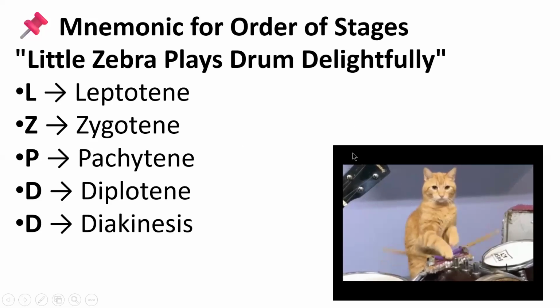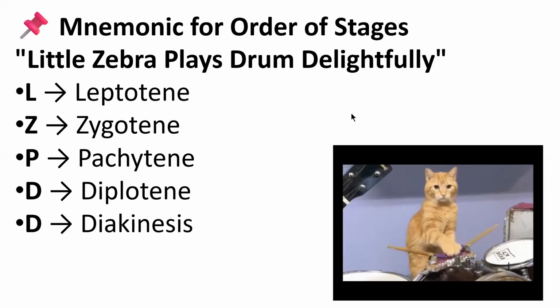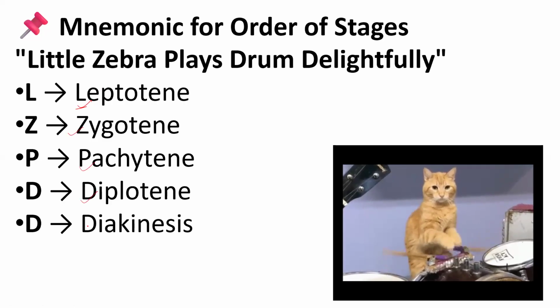Mnemonics for the order of stages: Little zebra plays drum delightfully. L for leptotene, Z for zygotene, P for pachytene, D for diplotene, and then D for diakinesis. The mnemonic for the order of stages is: Little zebra plays drum delightfully.